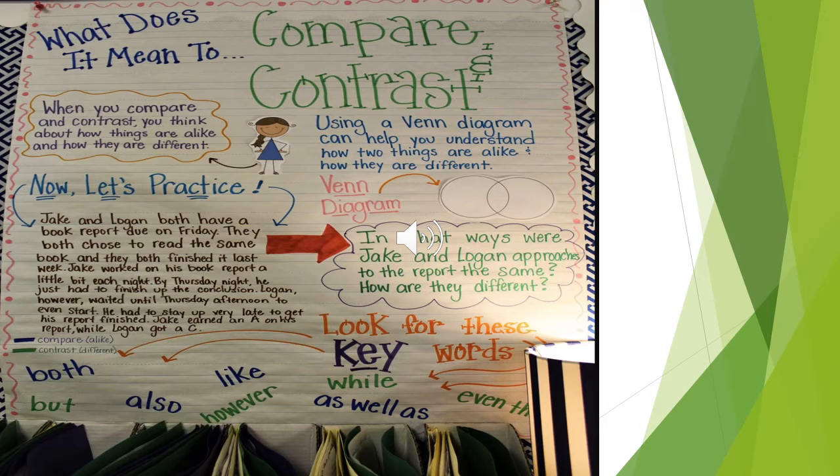Let's check the keywords. We have the keyword both. So when we want to compare Jake and Logan, we'll find that both of them have a book report due on Friday. Both of them have to submit their book reports on Friday. Both of them chose to read the same book. So both of them are doing the same thing. Now I'm comparing. Both of them did that. So now I'm saying the similarities. Okay? And they both finished it last week.